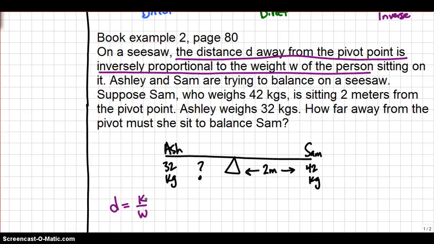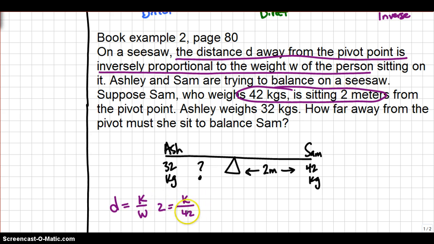The next thing we're going to do is try to plug in a D and a W that we know. And for that, we're going to use these numbers here. We know Sam's weight and his distance, so those two pieces are tied together, so we're going to substitute those in. The weight should go in for W, and the D should be your distance.